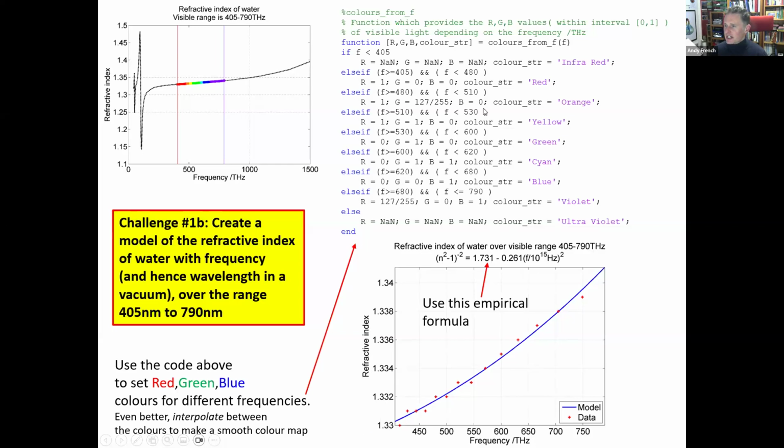But you've got some interesting criteria here for plotting the colors. And I give you the RGB indices for violet, cyan, orange, and that kind of thing. So that's something that you could use a lookup table for. Again, all of this can be done in Excel, but it's perhaps more interesting to do in programming.